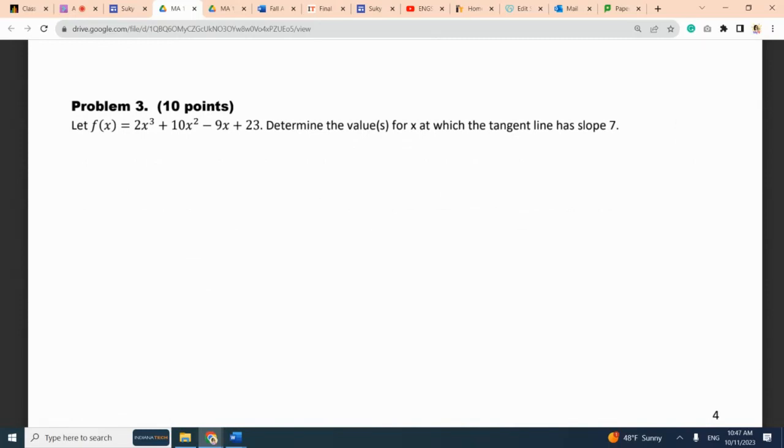And how about this? Find the x values for which the tangent line has slope 7. Slope is what? The derivative. You take the derivative and you set the derivative equal to 7 and you solve for x. Do we plug in x is 7? No. Right, everybody? That's the slope, that's the derivative. Derivative is 7 and then you solve for x.